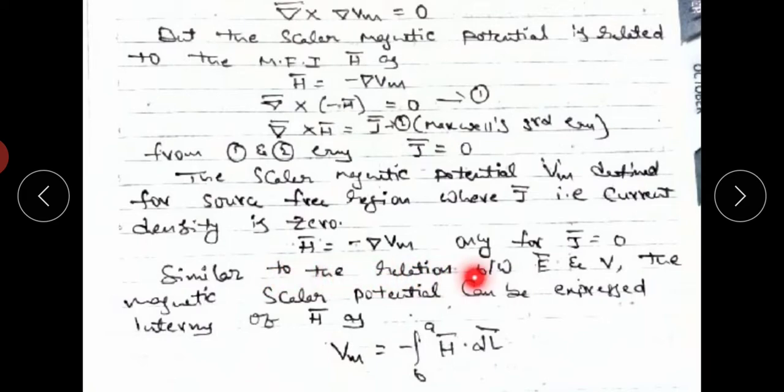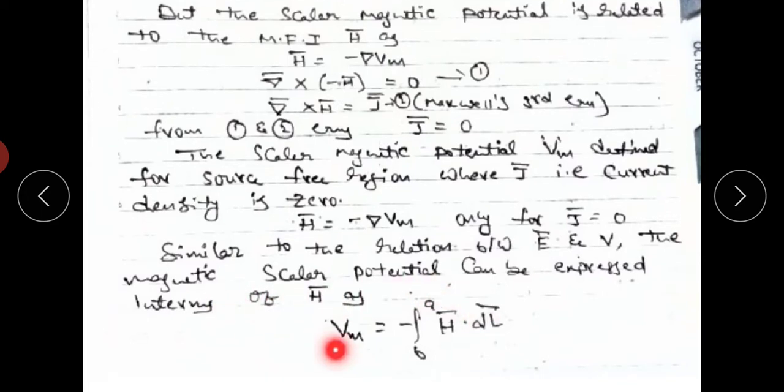Similar to the relation between E bar and V, the magnetic scalar potential can be expressed in terms of H bar as Vm equals minus integral from b to a of H bar dot dl bar. In electric fields, we know the relation V equals minus integral from b to a of E bar dot dl bar. Similarly in magnetic fields, the scalar magnetic potential Vm equals minus integral from b to a of H bar dot dl bar. Next, the Laplace equation for scalar magnetic potential.